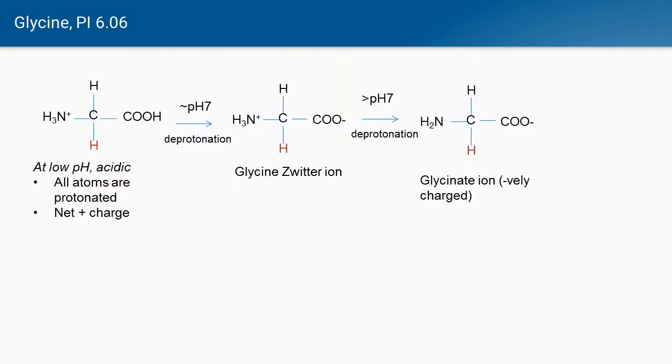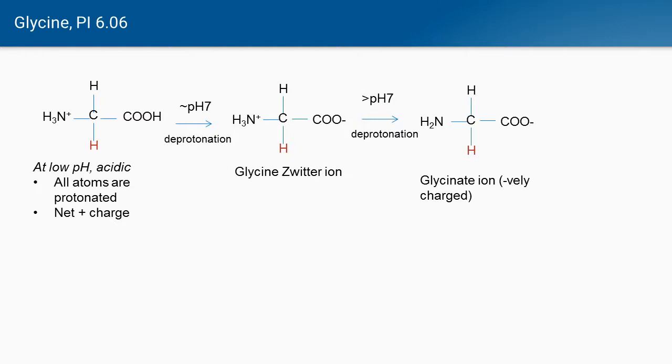Okay, what is happening to glycine, why its mobility is changing, I'll discuss it here. So the isoelectric point of glycine is 6.06. At low pH, it means when the conditions are acidic, all atoms are protonated, because in acidic conditions there is more concentration of hydrogen ions.